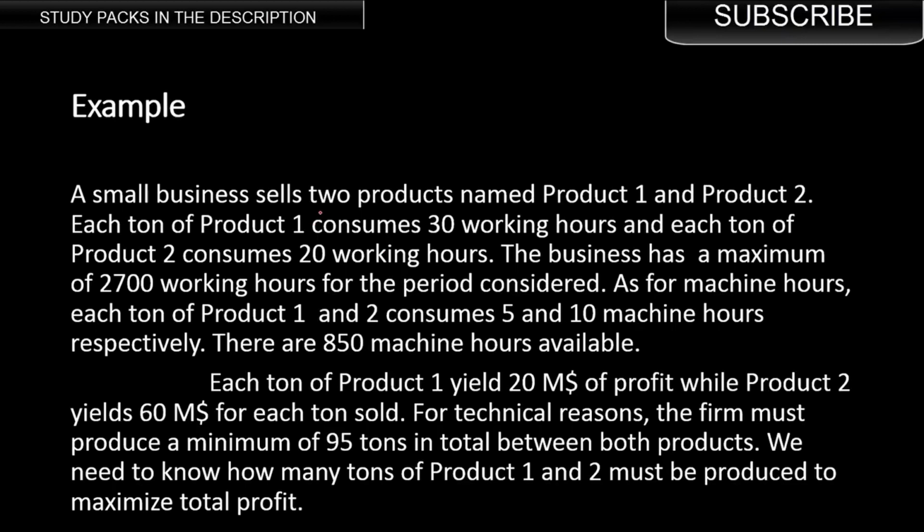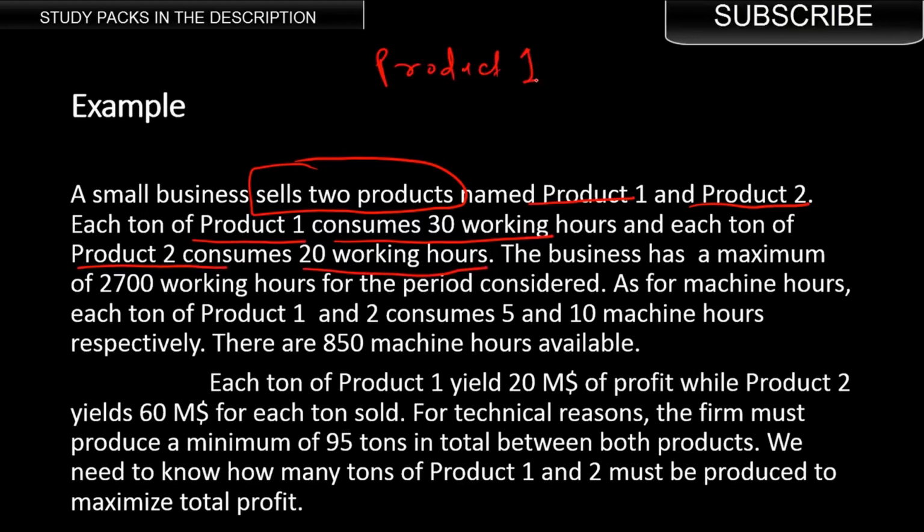So here is an example. A small business sells two products. So we have got two products, we call that product 1 and product 2. Each ton of product 1 consumes 30 working hours. Each ton of product 2 consumes 20 working hours. Okay, so I've got product 1 and we have got product 2. Product 1 consumes how many hours? 30, and product 2 consumes 20 hours. The business has a maximum of 2,700 hours.